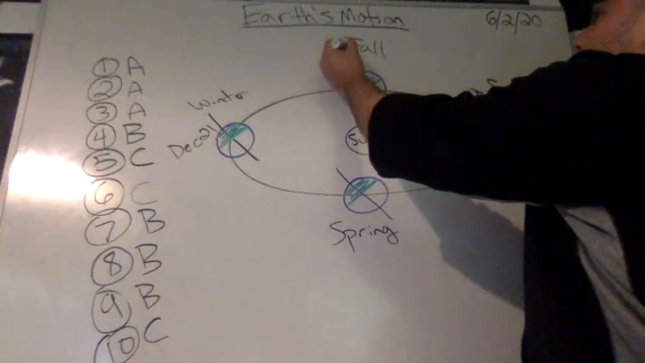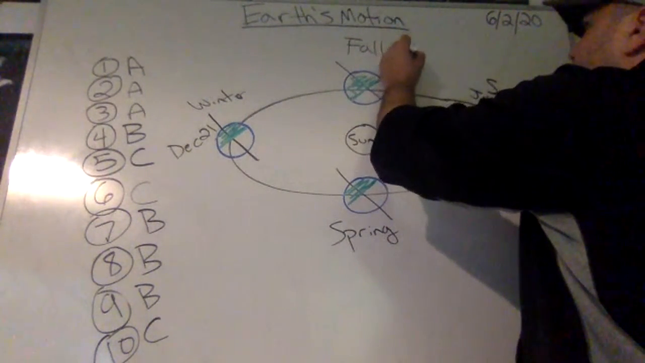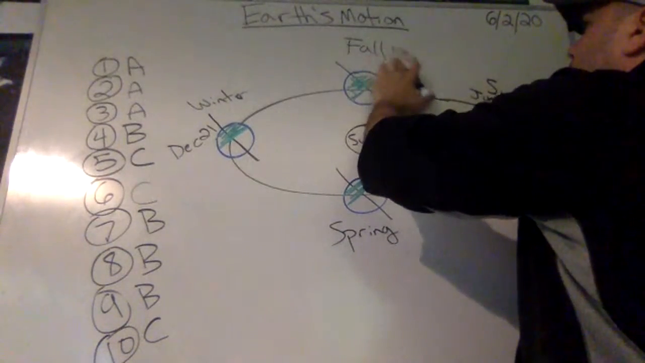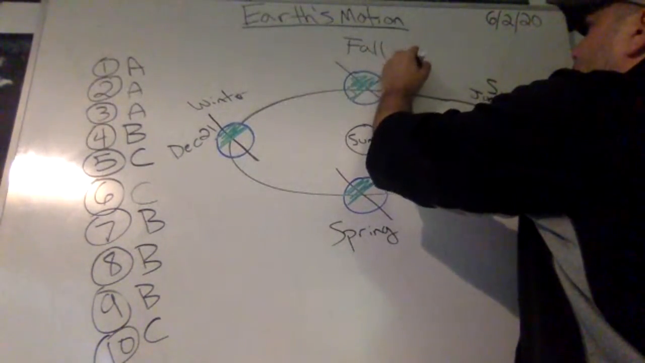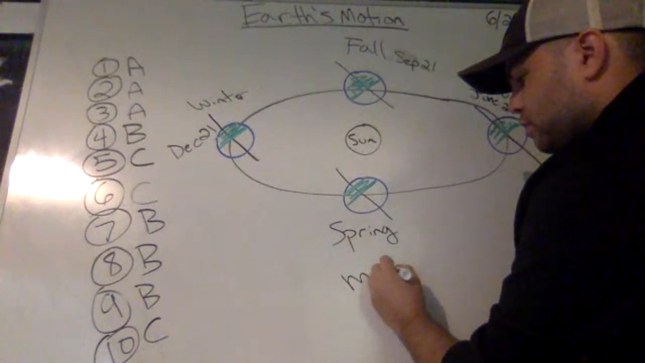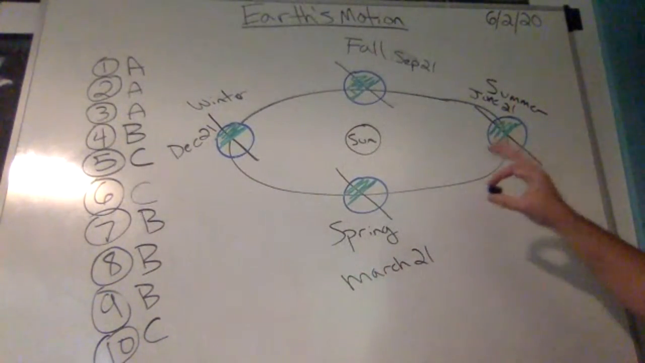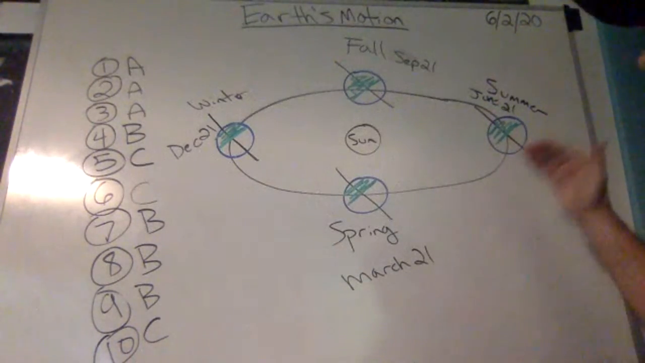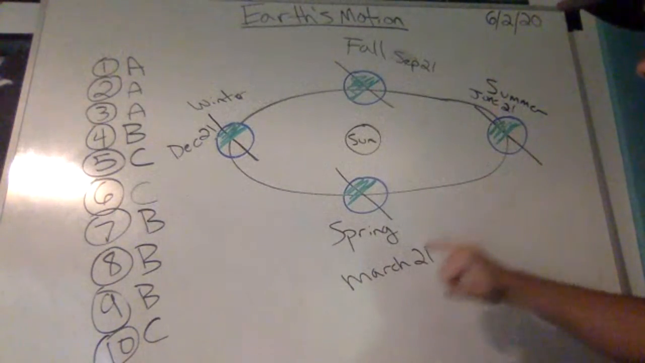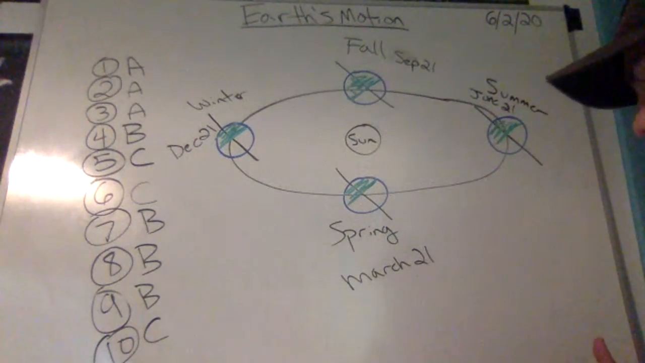Now, for over here, the fall, it's going to be September 21st. And then for the spring, it's going to be March 21st. So these are the days. And remember, it's always 3 months later every time. And the date, it's always 21. Okay, it's always the 21st of that month.